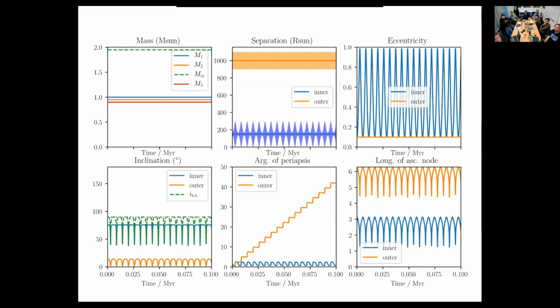You can see the inner binary reaches some very high eccentricities, which will cause problems further down the line. You also get the nice thing that the outer binary precesses, so it just keeps rotating, but the inner binary librates. Doesn't have much effect on the orbit, but it's a nice effect. And you can see that the eccentricity variations are tied into these inclination variations as well.